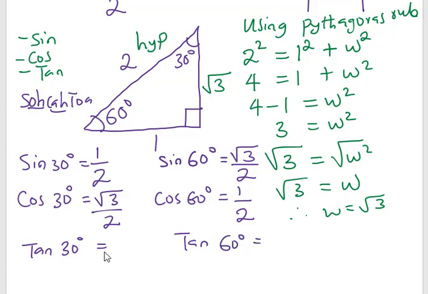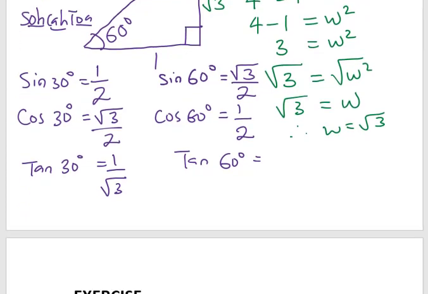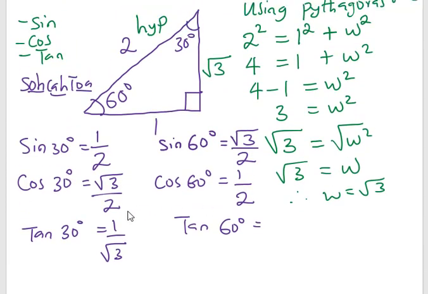So tan 30 is opposite over adjacent. So what is opposite? Opposite of 30 is 1 over adjacent. So 1 over √3. But we can't have this. You know why? Because surds can't stay under. So we have to multiply both sides by that same surd.